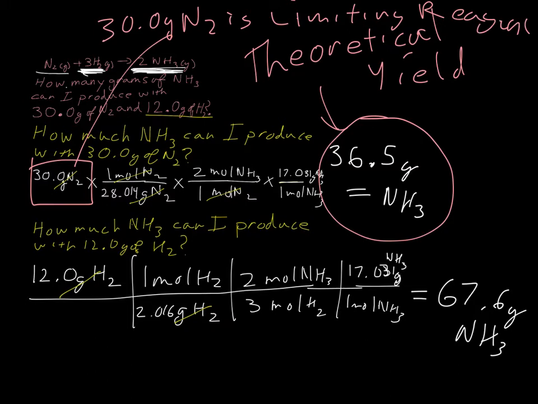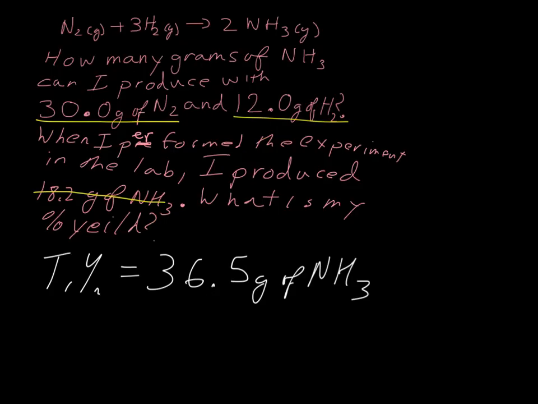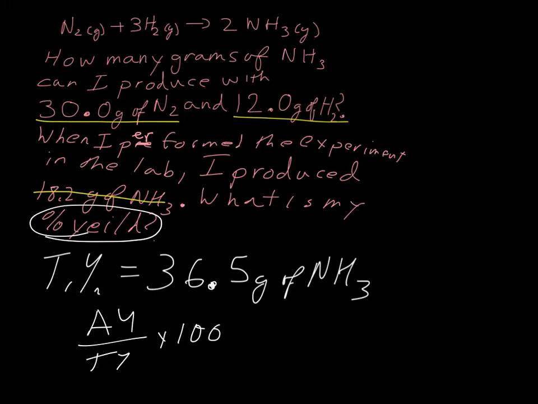So my theoretical yield is 36.5 grams of ammonia, and my limiting reagent is my 30 grams of nitrogen. That leaves us with our last question: what's our percent yield? We know our theoretical yield, the most we can make in theory, is 36.5 grams of ammonia. To figure out our percent yield, we're going to take our actual yield, divide it by our theoretical yield, and multiply by 100.